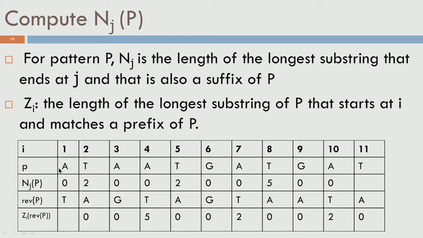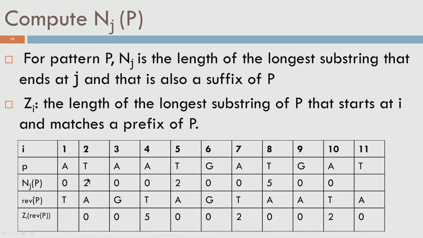Let us look at the pattern string, which is AT, AA, TGA, TGA, T. Now, let us just look at the value of the n array. Let us look at the longest suffix of the pattern which ends at the first location. The last symbol is T, whereas the first symbol is A, and therefore, the length of the longest substring that ends at the first location, which is also a suffix of P, is 0.